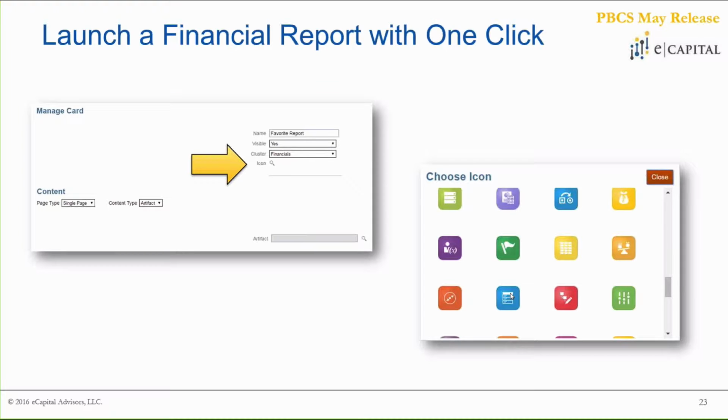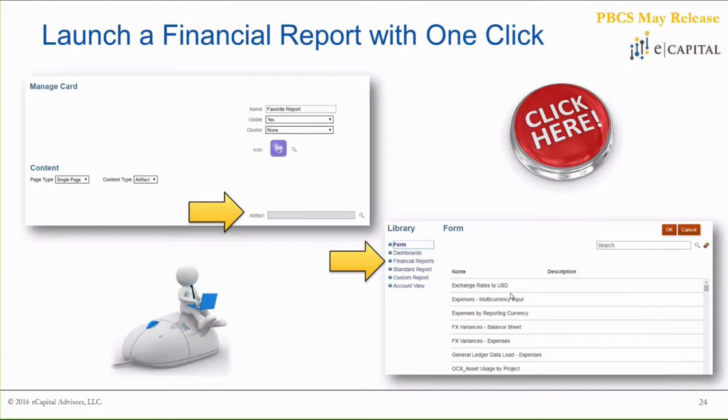If you look here, you can define it as clusters, so you can embed that within financials, projects, workforce, or if you just say none, it'll be at the base or the root icon list for your simplified interface. Then you can choose an icon for it too, and there's a large list of icons that you can select from. And then lastly, you'll have an artifact that you'll select. In this case, it would be a financial report. When you click that artifact button, you're going to notice you have a library to choose from. There's a lot of different things you can choose from here: forms, dashboards, financial reports, among other things.